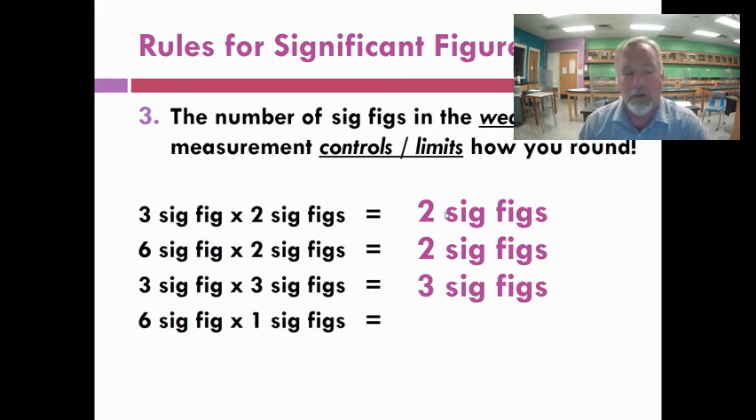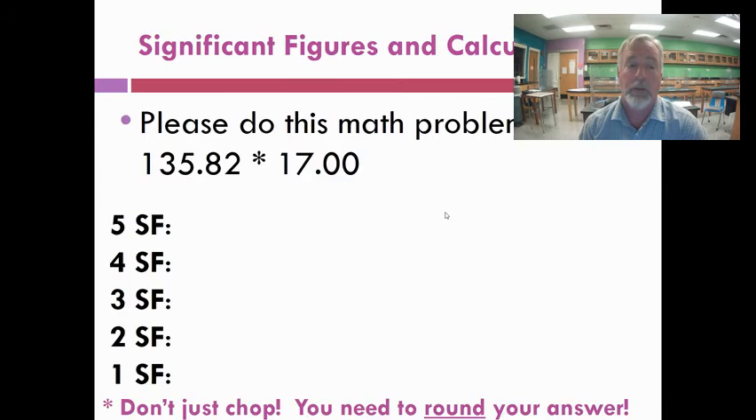So what do you think the bottom one is here? 6 sig figs times 1 sig fig. Hopefully you said 1 sig fig. We've got to take the smallest number of sig figs when we do our multiplication. That means we have to be careful though, because we have to round when we're done. So be careful how you round.